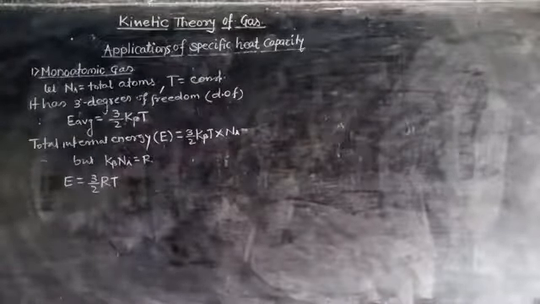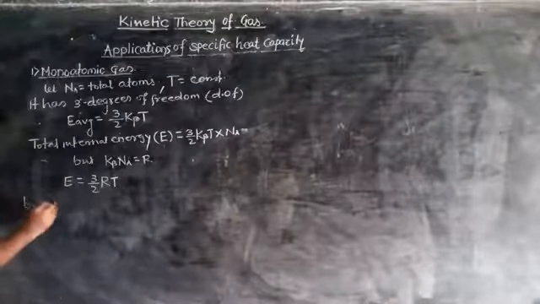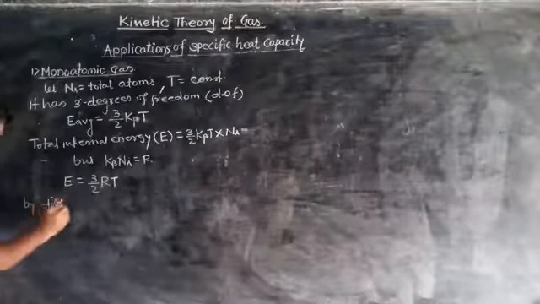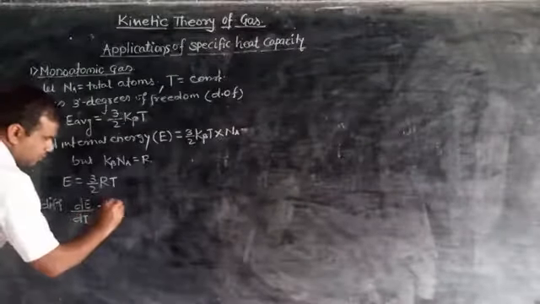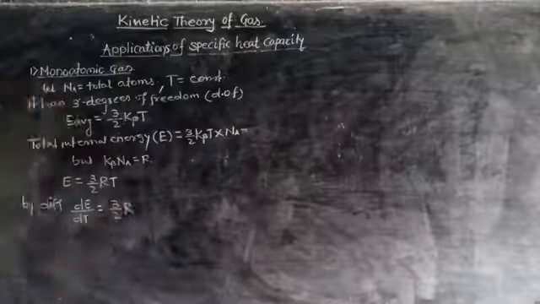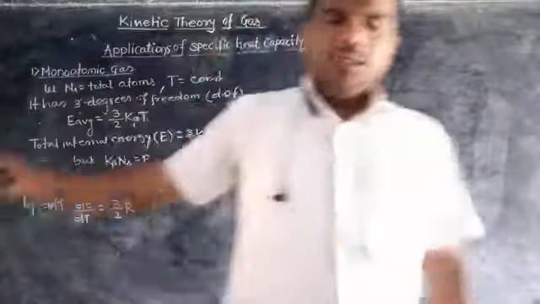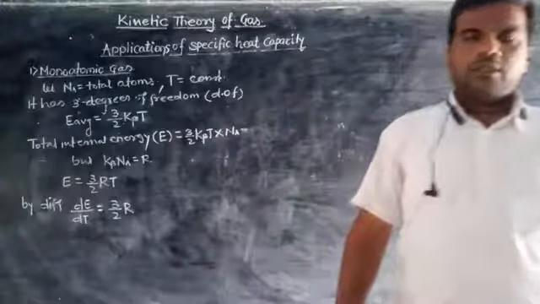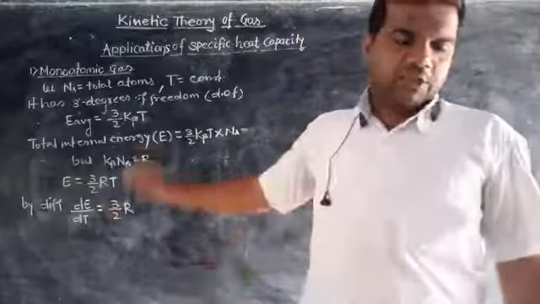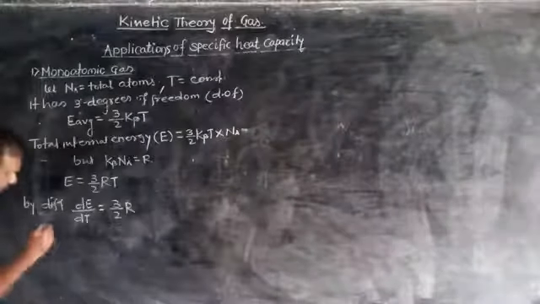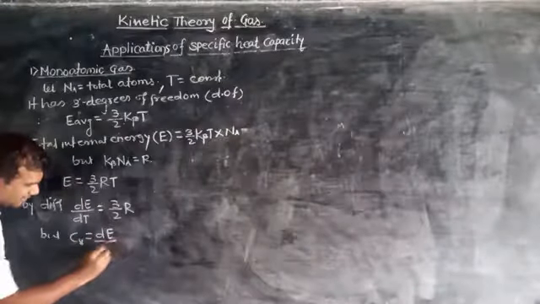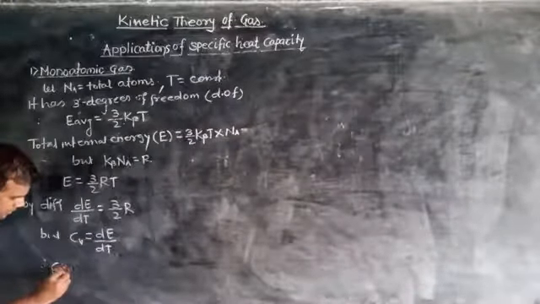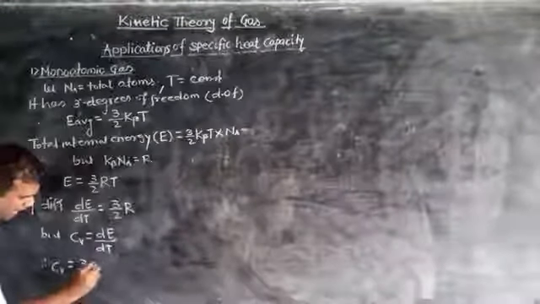Now by definition, or by differentiating, dE by dT is equal to 3/2 R. This E is equal to 3/2 RT. Now we have to differentiate this equation E is equal to 3/2 RT, and therefore dE by dT is equal to 3/2 R. But Cv is equal to dE by dT. Therefore Cv is equal to 3/2 R.